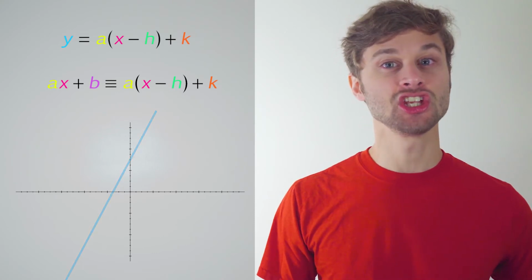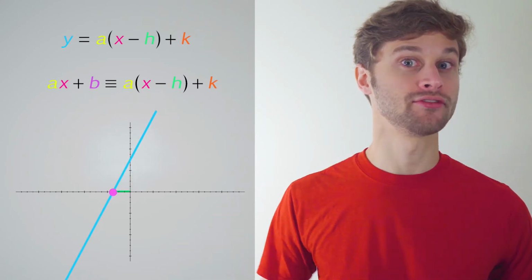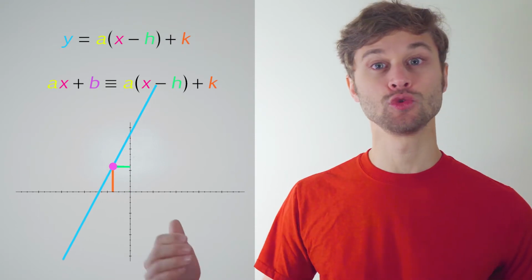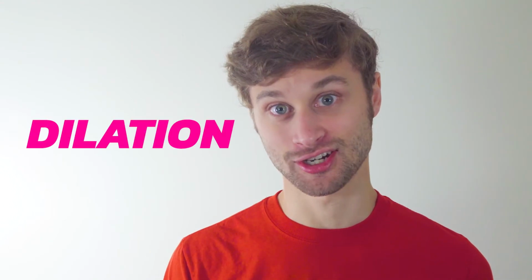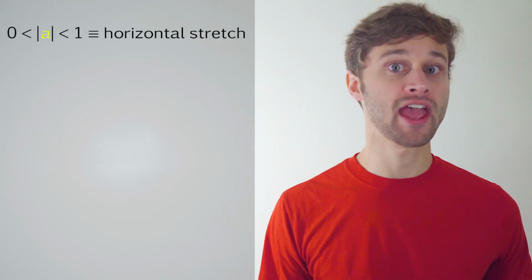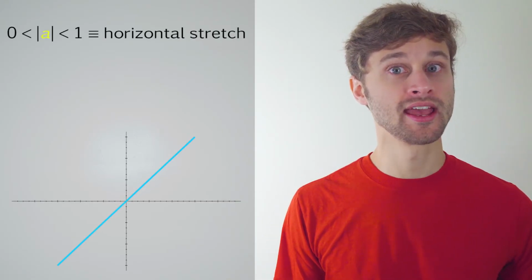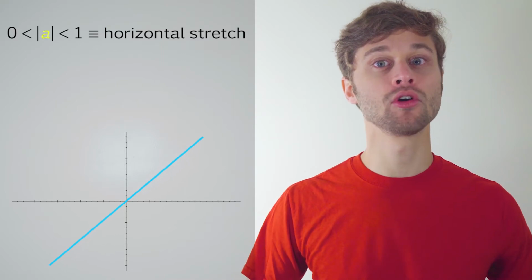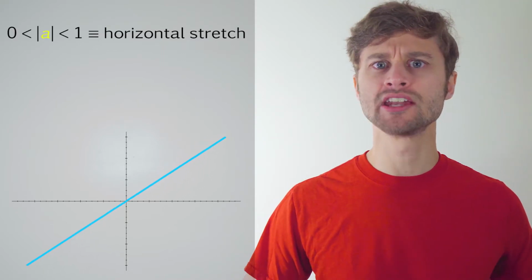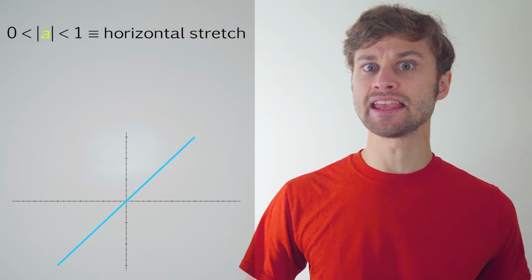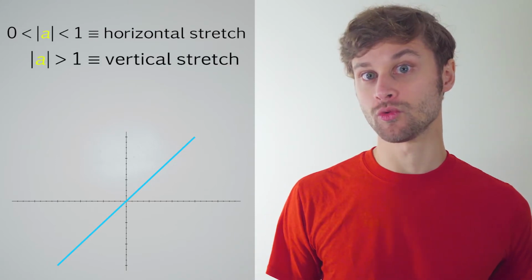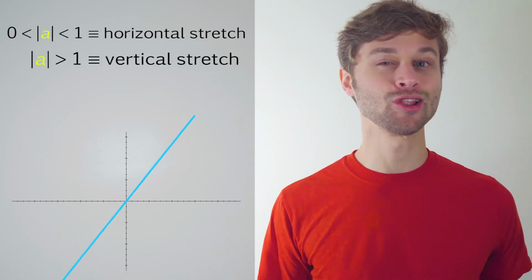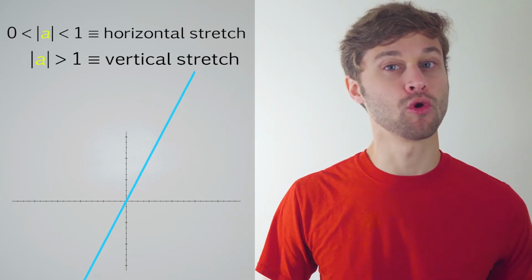For instance, h is equivalent to the horizontal shift of the function, and k is equivalent to the vertical shift of the function. In both forms, a is equivalent to the slope, but it's also equivalent to the stretch or the squish of the function. If the absolute value of a is between 0 and 1, then the function is stretched out more along the x-axis and gets more and more horizontal. But if the absolute value of a is greater than 1, then the function gets stretched out along the y-axis and becomes more and more vertical.